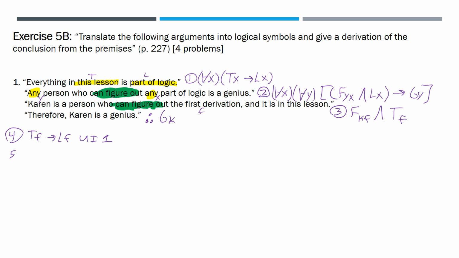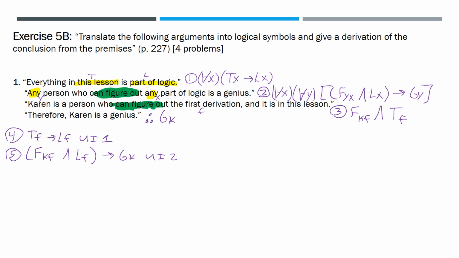For 5, let's work on the second premise. We're going to instantiate f, but also k for Karen. So, because y is any person, we want to instantiate Karen specifically for that y. So we will get parentheses Fkf and Lf, close parentheses, arrow, Gk, by the universal instantiation, line 2.